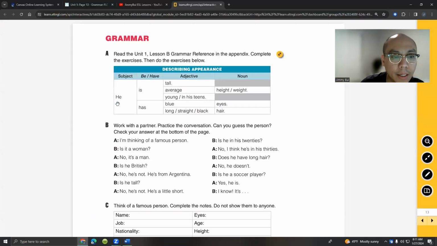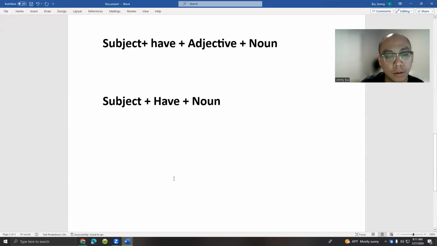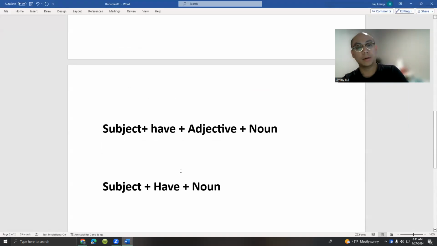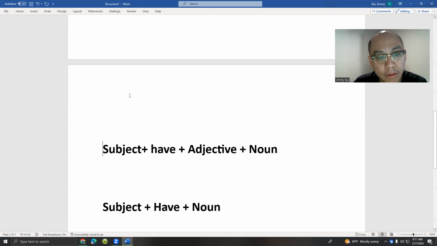So in the book here we have: he has blue eyes. He, subject; has, the verb have; blue, adjective; eyes, noun. Okay, so what we are looking at here is, first and foremost, he has is the verb have.